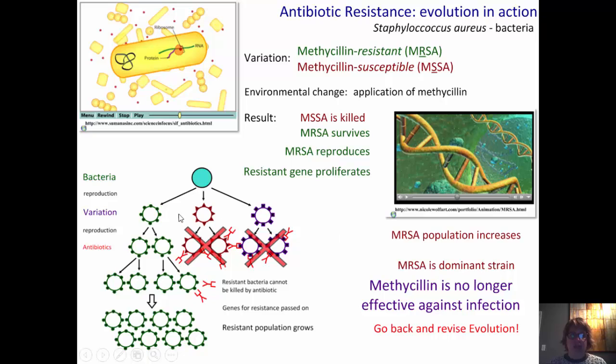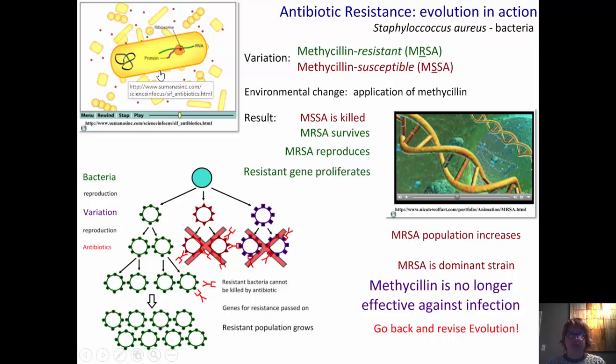So you can see here a cartoon. We have our bacterium, we have our variations, or in this case, we only have 2 variations. This would be methicillin resistant, and this would be methicillin susceptible. We're given our antibiotic. These die, but these do not, and then they go on to grow the population that now will not work in the presence of methicillin.